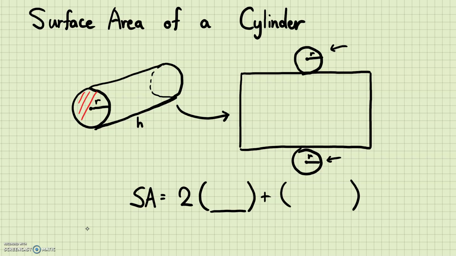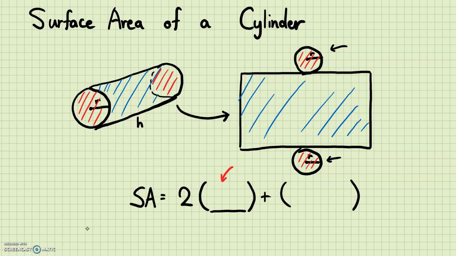Let me color these circles with red. So we're going to have the area of the circle here, and then we're going to have the area of the blue rectangle right here. I think finding the area of the circle is easy. We know the radius as r, so that is going to be pi times r squared. That's the formula for the area of a circle. So we're just going to put that here: pi r squared.